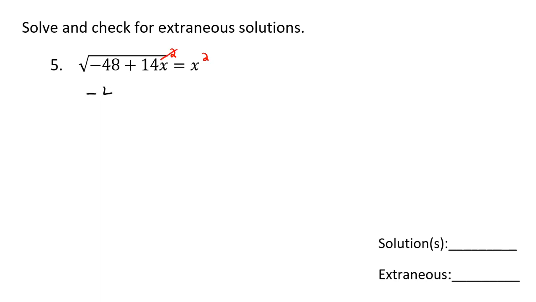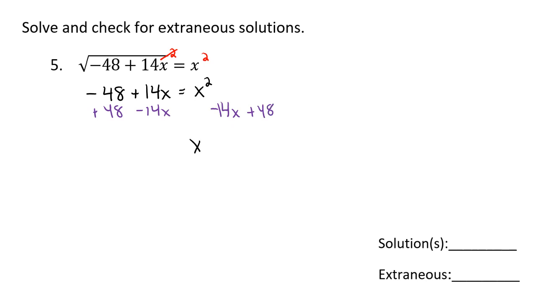So we are now down to negative 48 plus 14x equals x squared. X squared is on the right side this time, and we want to move everything over to where that x squared is. So I'm going to minus the 14x. I'm going to add the 48.